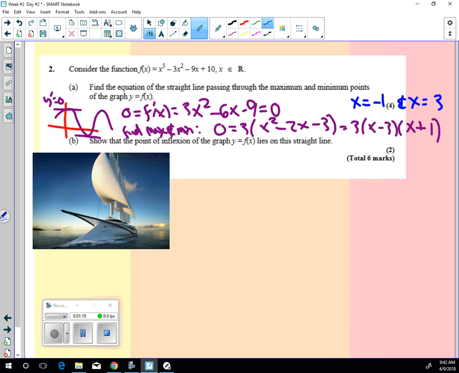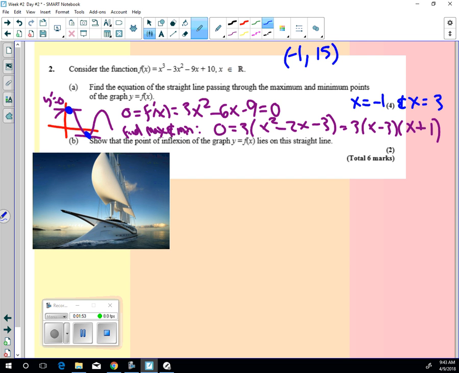Now we've got to go back and look at what the question is. Find the equation of the straight line passing through the max and the min. So we probably need the y values for these 2 points. So I'm going to take this negative 1, put a negative 1 in. F of negative 1 is going to be negative 1 minus 3 is negative 4 plus 9 is 5. I think it's 15. Anybody get that? Anybody second that? 15? Okay.